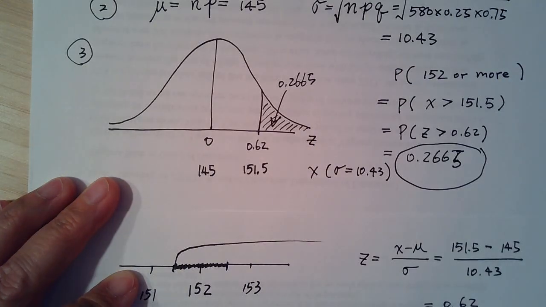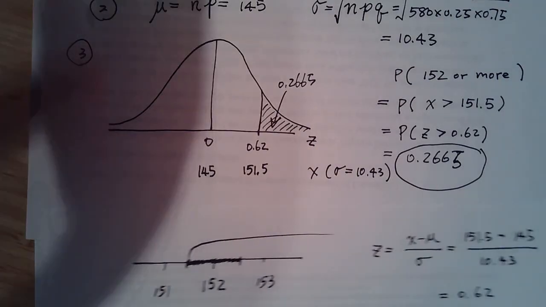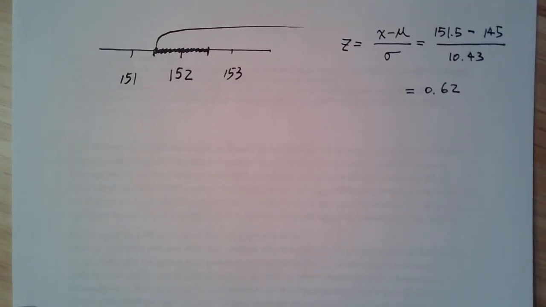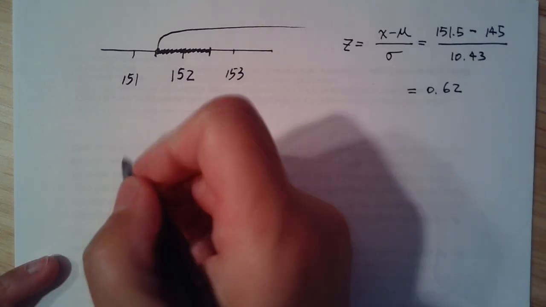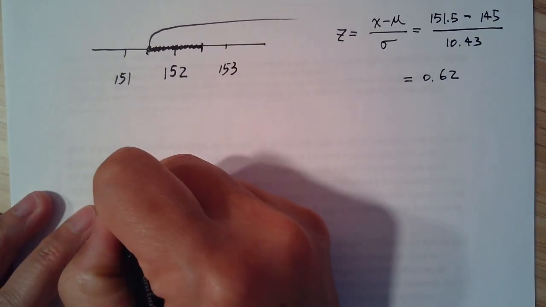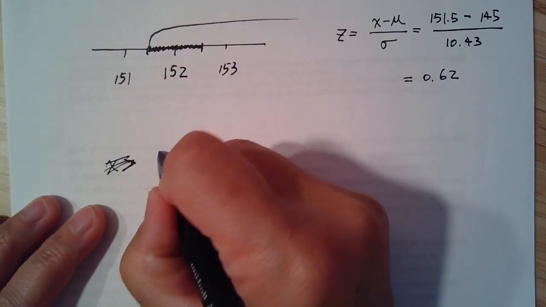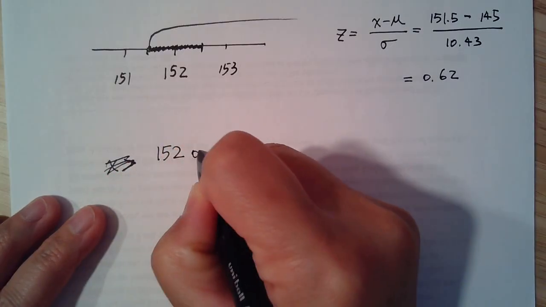That's your answer. Okay. Now, when we go back to talk about this probability distribution, the continuity correction. If I say x is greater than, okay, in English, I said 152 or more.